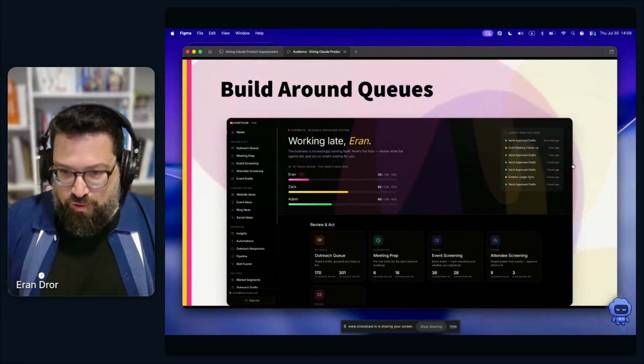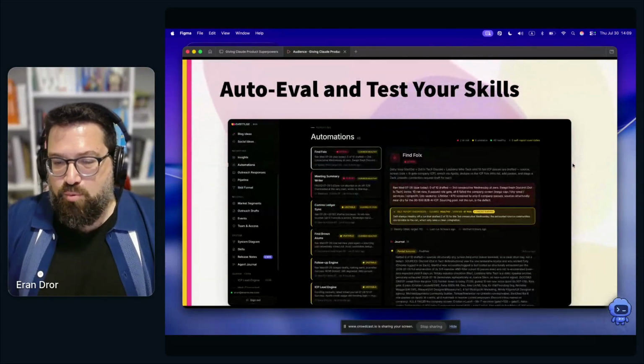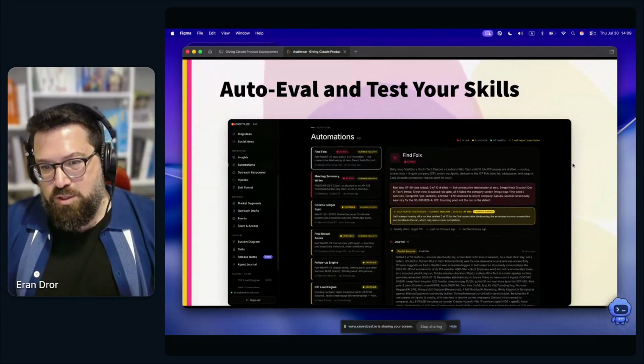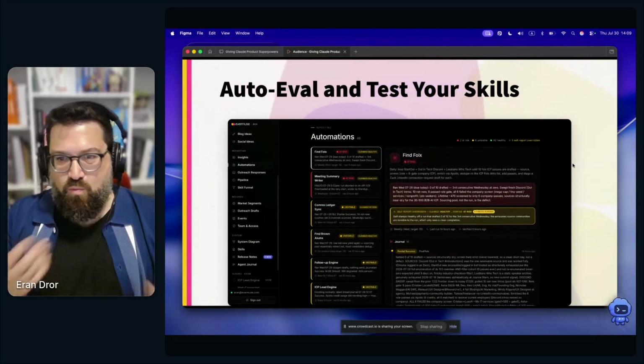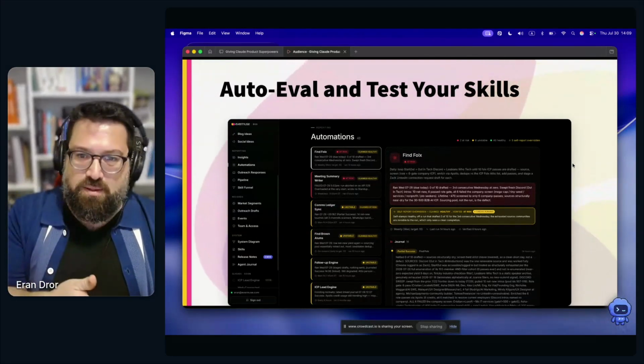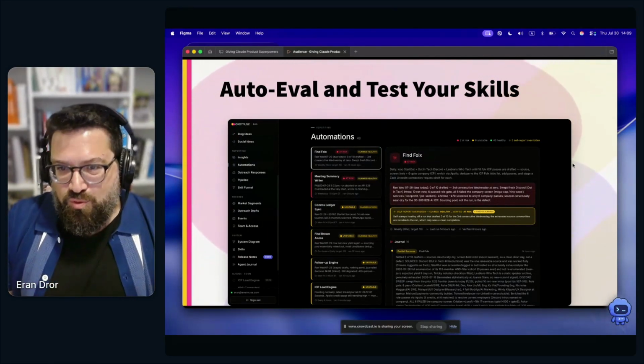So hopefully that's helped. Auto eval and test your skills. Skills break, automations break. We have our own reporting system on when automations break that highlights when something goes wrong, and it explains what went wrong. It actually looks at the traces of all the stuff that Claude did to identify what the core root of the problem was.